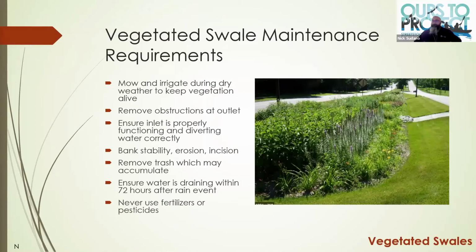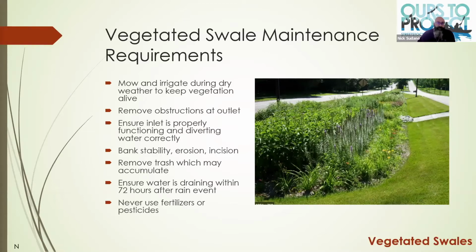Sure. So some of the maintenance requirements here, obviously, the mow and irrigate during dry weather is pretty self-explanatory, especially for a landscaper. We want to make sure that those outlets are free from obstructions. We want to make sure that water drains within 72 hours. That's a vector control issue. More specifically, for most mosquitoes, it takes 72 hours for them to hatch, which is why the 72-hour requirement is there.